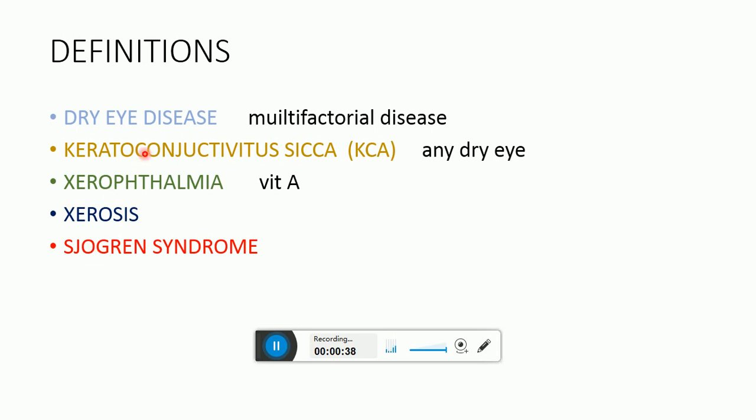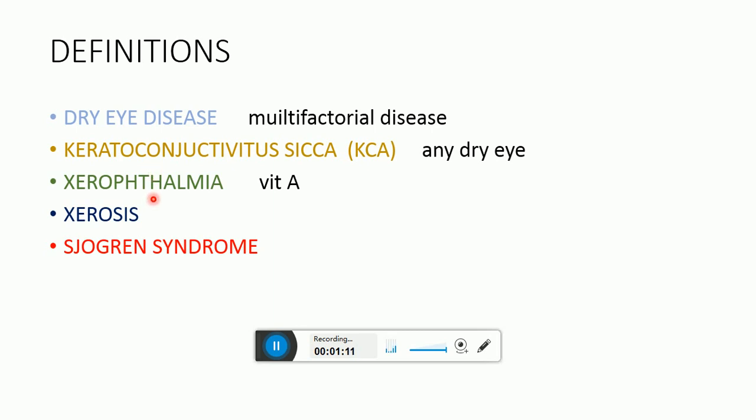So the first is dry eye disease. It is a multifactorial disease of the ocular surface and tear film. Dry eye disease is accompanied by increased osmolarity of the tear film, and there is inflammation of the ocular surface. And there is keratoconjunctivitis sicca. KCS refers to any eye with some degree of dryness.